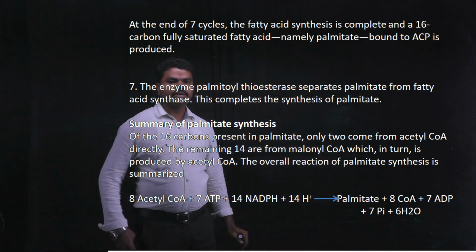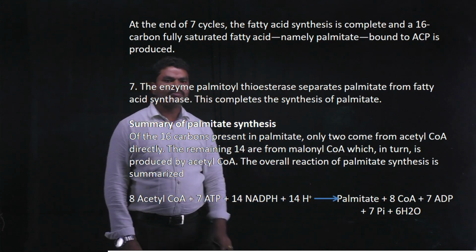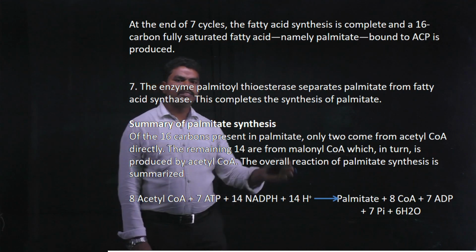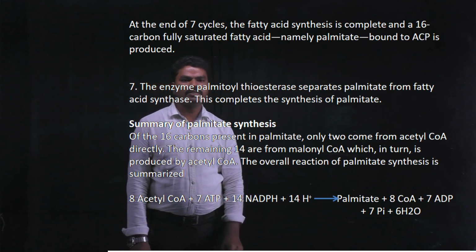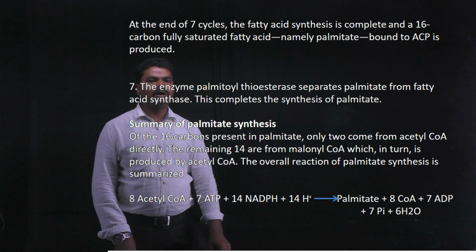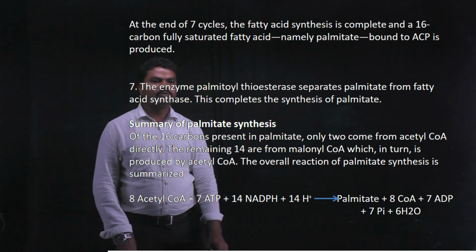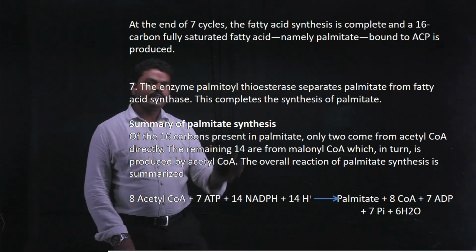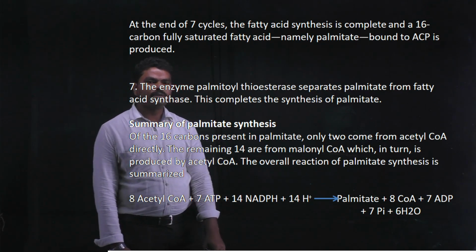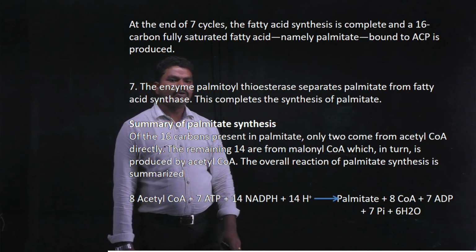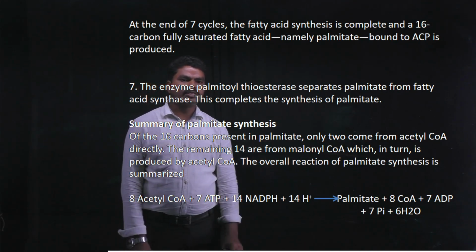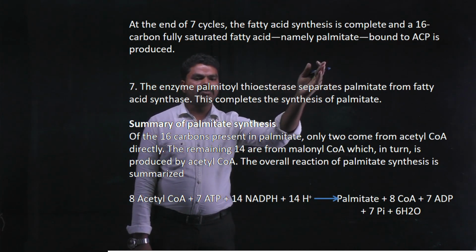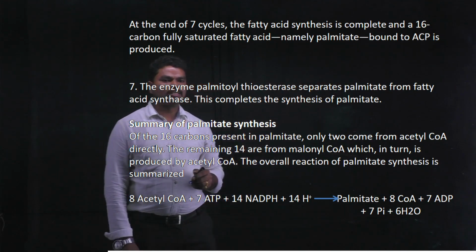And at the end of the 7th cycle of these reactions, the fatty acid synthase is complete and a 16 carbon fully saturated fatty acid is formed. That is called palmitate, and this palmitate is bound to the ACP. And the 7th step is nothing but the enzyme palmityl thioesterase. This is one of the enzymes which can separate the bound palmitate which is bound to the ACP in the fatty acid synthase.